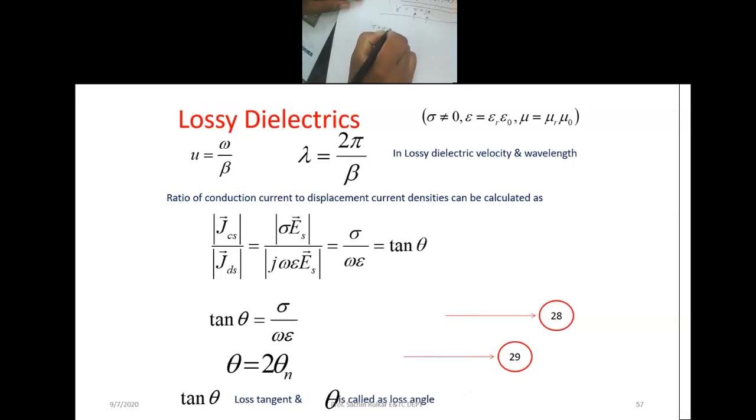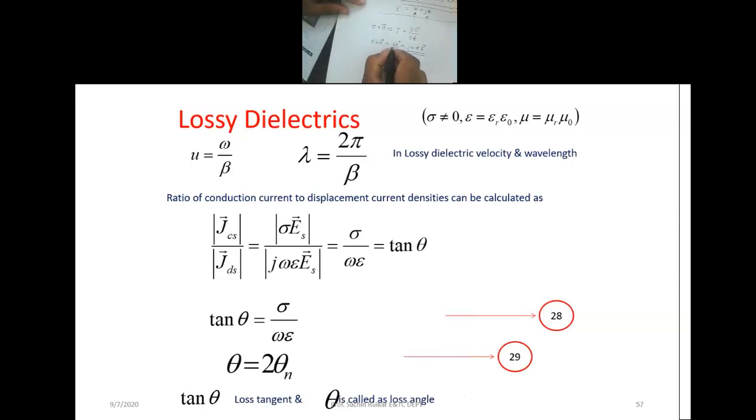Maxwell's equation says that we have del cross H, this vector quantity, which is nothing but J plus del D by del t. So J is equal to sigma E, plus del by del t which is equal to j omega, and D we can write in terms of epsilon E. Now this is the del cross H.